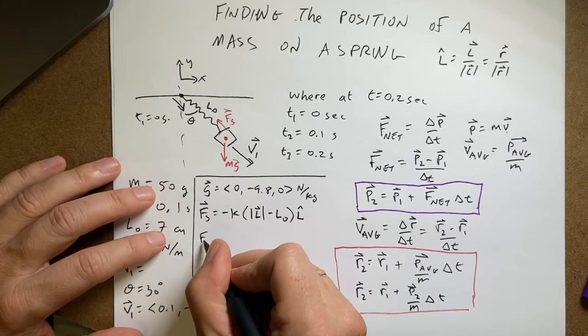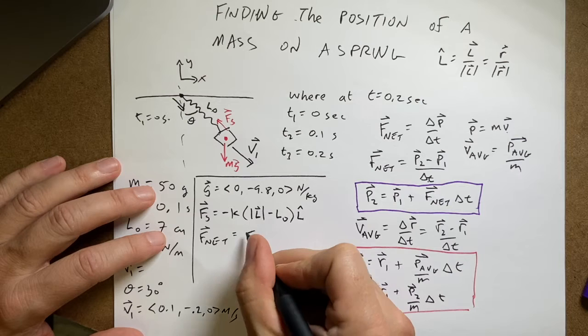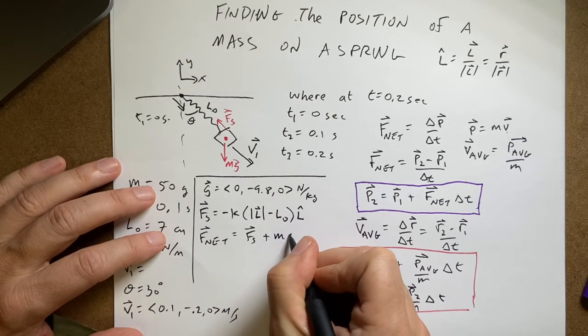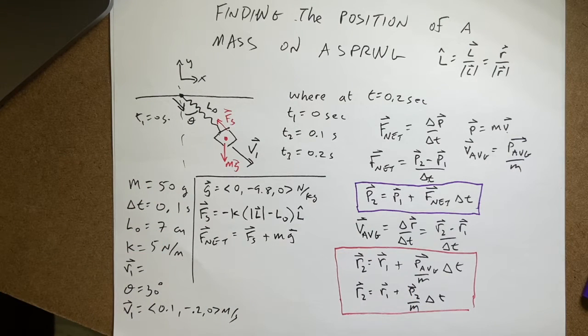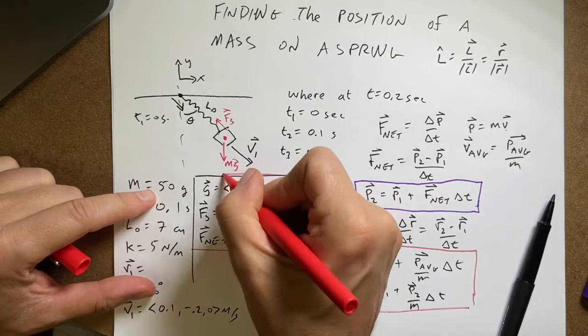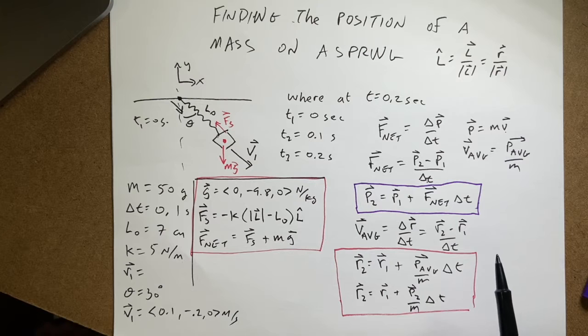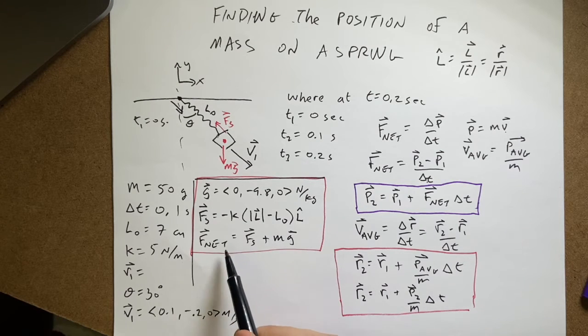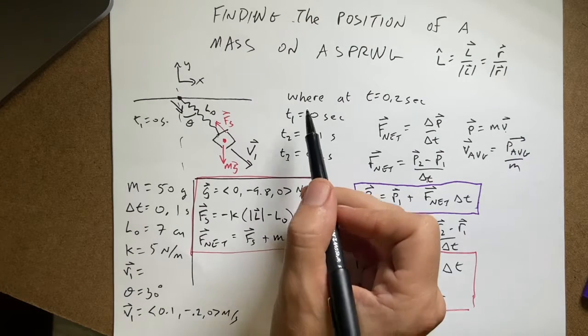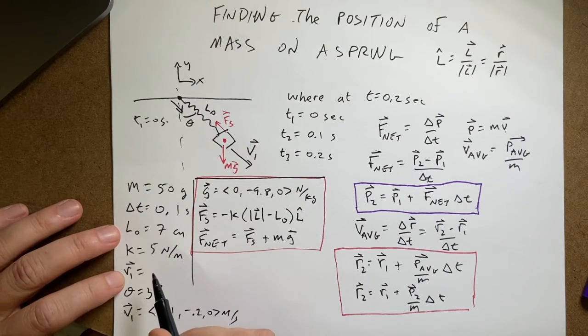Then F net is just going to be that spring force, Fs, plus m times g, the weight. That's important. Actually, all of that's important. Okay. So here's what I'm going to do. I'm going to calculate the net force on the mass at T1, because I know all these positions. Actually, I'm going to calculate R1 first.